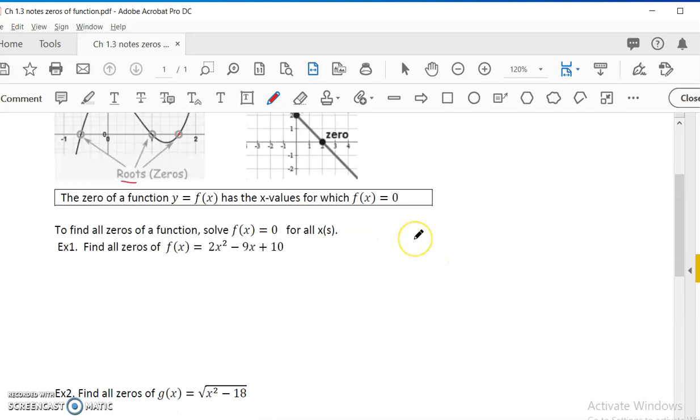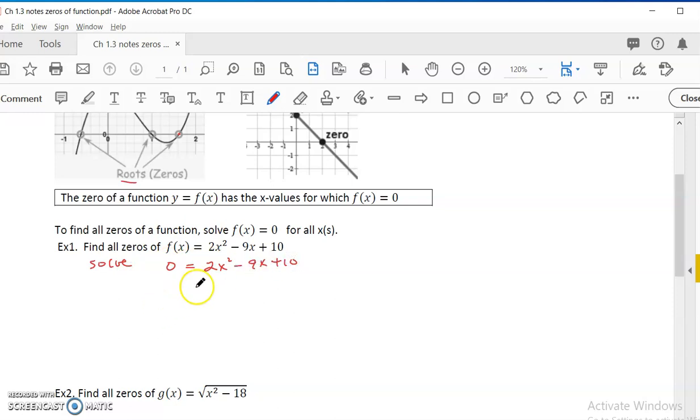To find all those zeros, all you need is the formula. If you don't have a graph and only have a formula for the function, you take the formula, set it to 0, and solve for all the x that would make y equal to 0. I have a few examples. The first example is the function 2x squared minus 9x plus 10. I want to find the zeros. Finding zeros means finding those x values where y is 0. So you write the equation 0 equals 2x squared minus 9x plus 10.